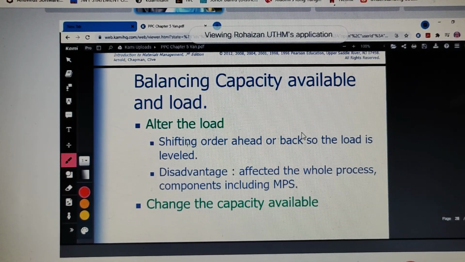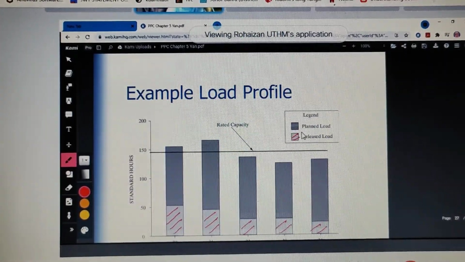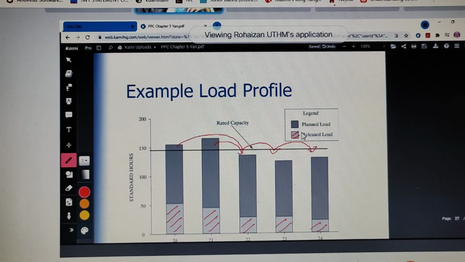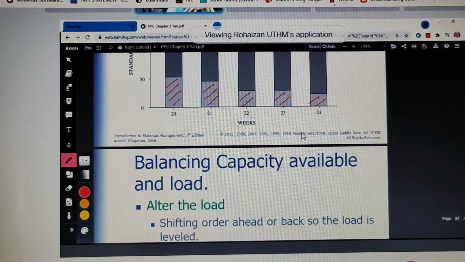Okay, the first option, if we alter the load, it means we shift orders ahead or back so that the load is level. Let's say here we have a problem, overcapacity, and here it is under capacity. So we move the over to the under capacity. This is what altering the load is.